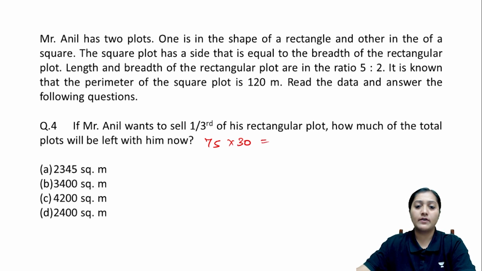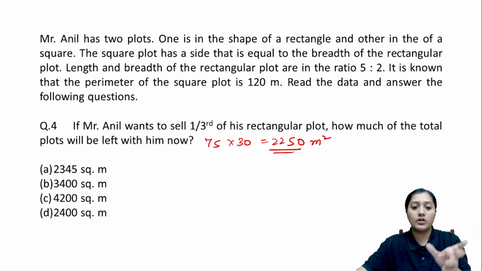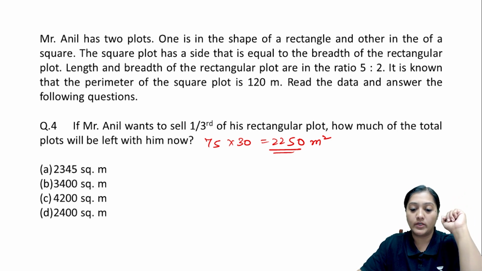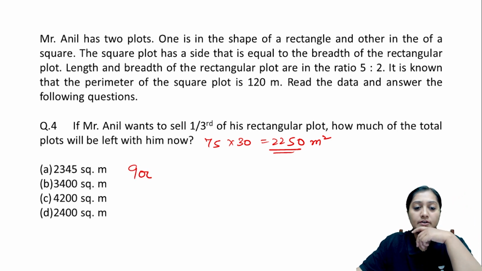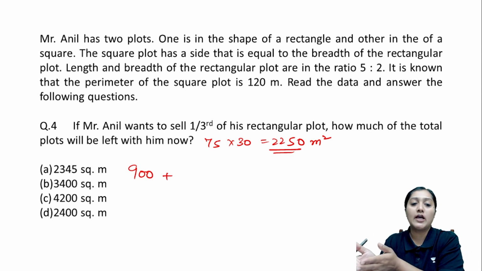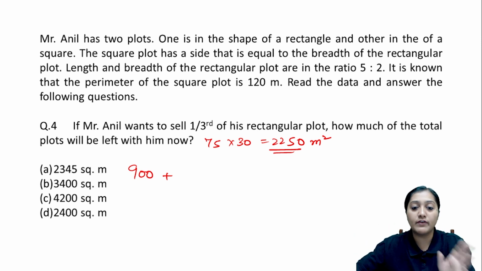So let us find out first of all what it was. 75 times 30 is 2250. This meter square is its area and he wants to sell 1/3 of it. ठीक है, how much of the total plot will be left with him now? एक तो remember total plot, उसके पास एक square plot भी है. Mr. Anil also had the square plot. So that is 900 left with him, plus he is selling 1/3 of it. So don't calculate, हमें सीधा ये calculate करना है कि what is left with him. He has given away 1/3, he has sold off 1/3, so he is left with 2/3 of it.